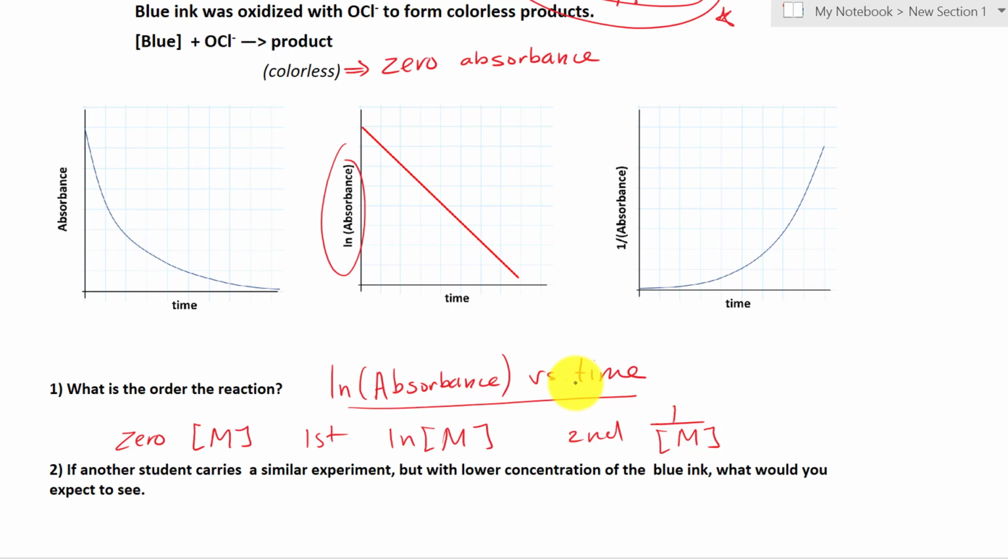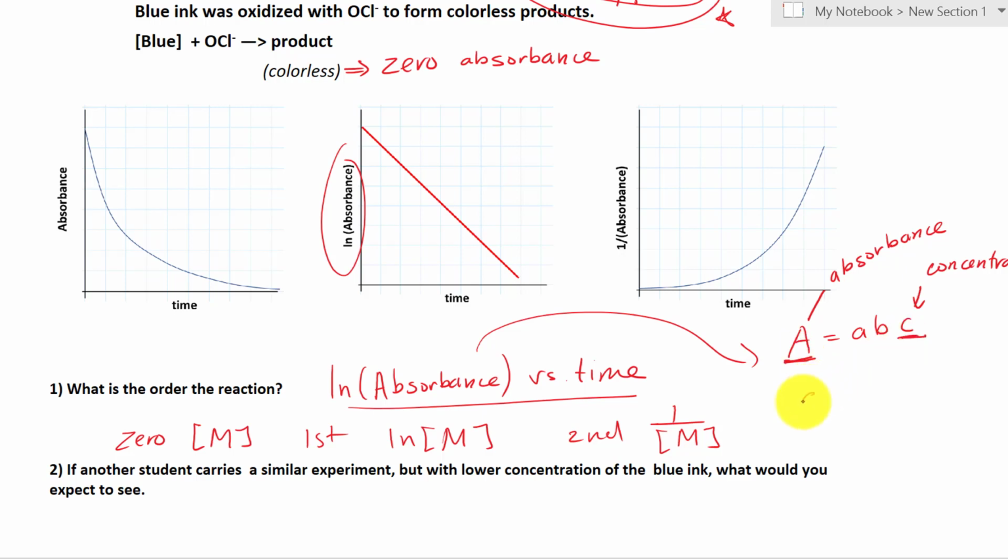Now, why are we able to look at absorbance instead of concentration? Well, look at this right here. Absorbance is equal to A = εbC. What is C? C is your concentration right there, and A is your absorbance. What do you notice? The absorbance and concentration are directly proportional. What does that mean? That means if one goes up, the other one will also go up as well. So that's why we can use absorbance directly as a representation of concentration.